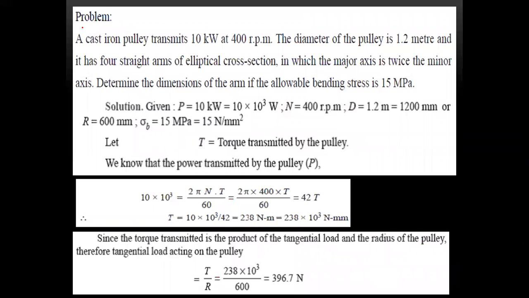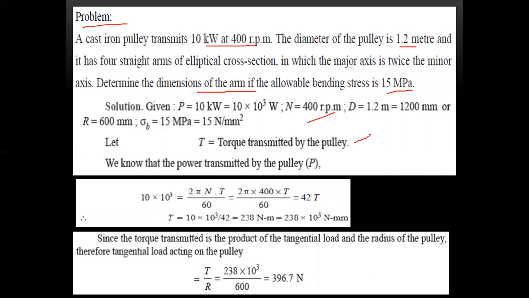Next problem. A cast pulley transmits 10 kilowatts at 400 rpm. The diameter of the pulley is 1.2 meter. Determine the dimensions of the arm having the bending stress of 15 MPa. So write the given data.